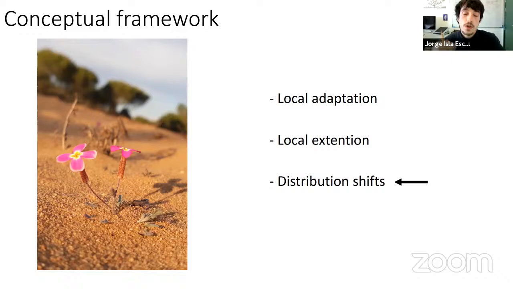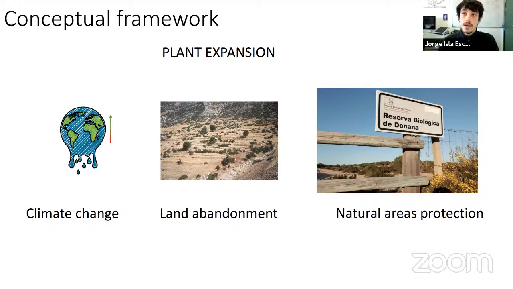more suitable areas. And there are three main factors that currently are promoting plant expansion and plant distribution shifts worldwide. The first of these three factors is climate change. For example, the increase in temperatures is promoting that many plant species are shifting their distribution latitudinally.